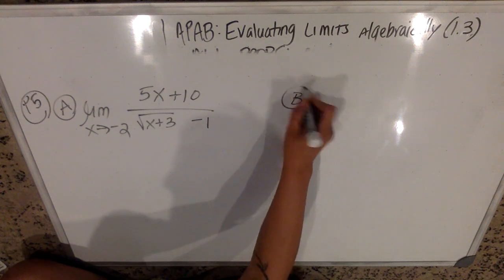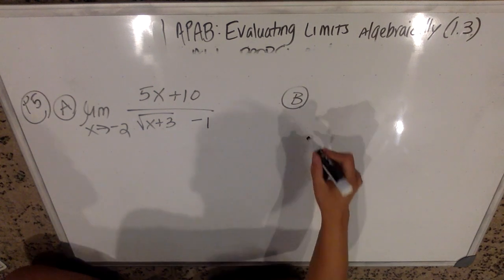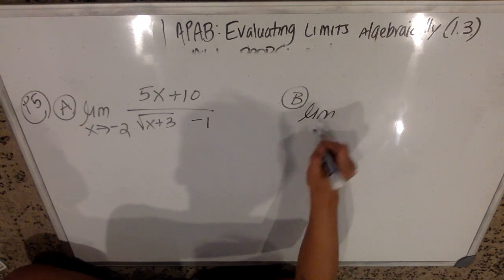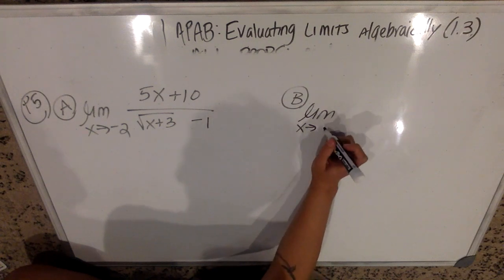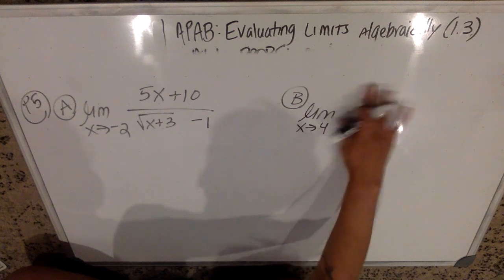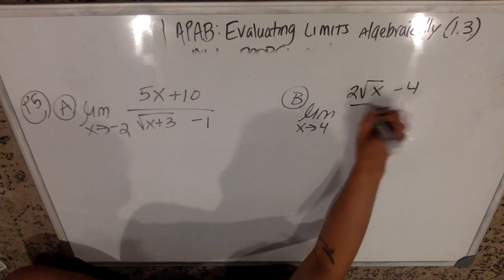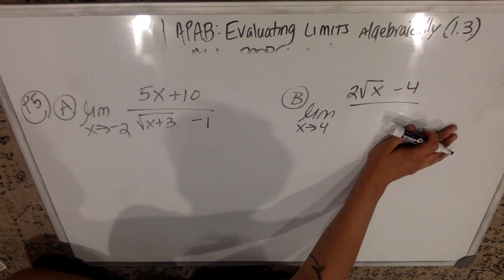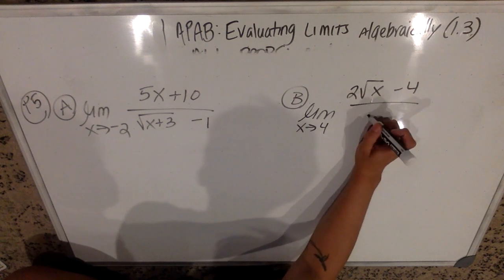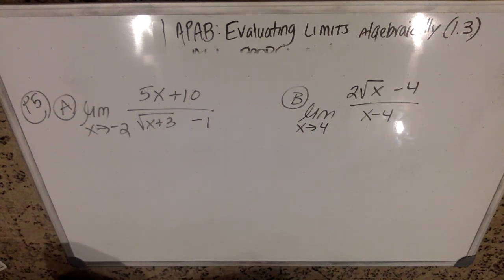And then for B, I'm going to give you the limit as x approaches 4 of 2 root x minus 4 on the top, and x minus 4 on the bottom. All right, so cool. Give them a try. Pause me. I'm going to go ahead and do them now.